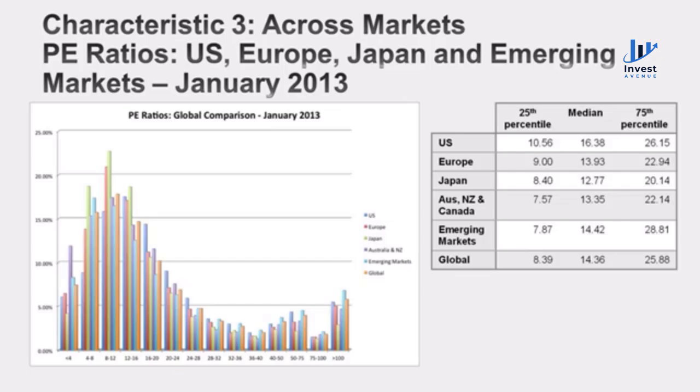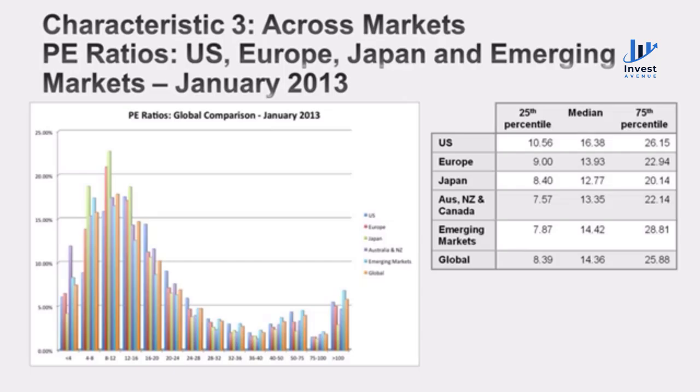I break them down into subgroups. I have US companies, European companies, emerging market companies, Japanese companies, and Australia, New Zealand, and Canada form their own subgroup. Look across the subgroups. Across the subgroups, you see the same kind of distribution. Peak to the left, tail to the right.